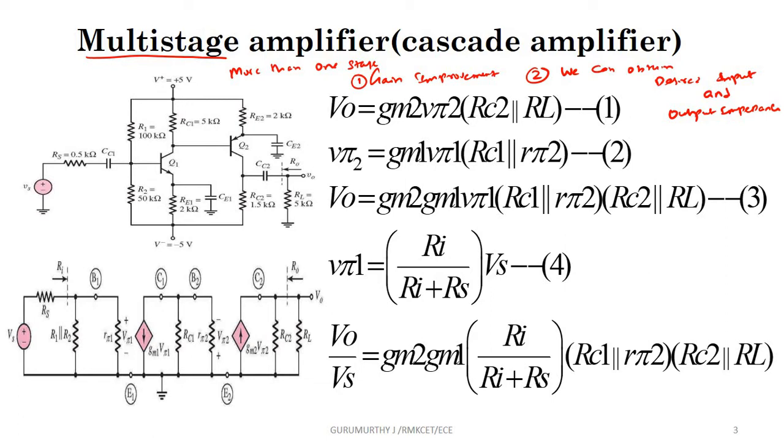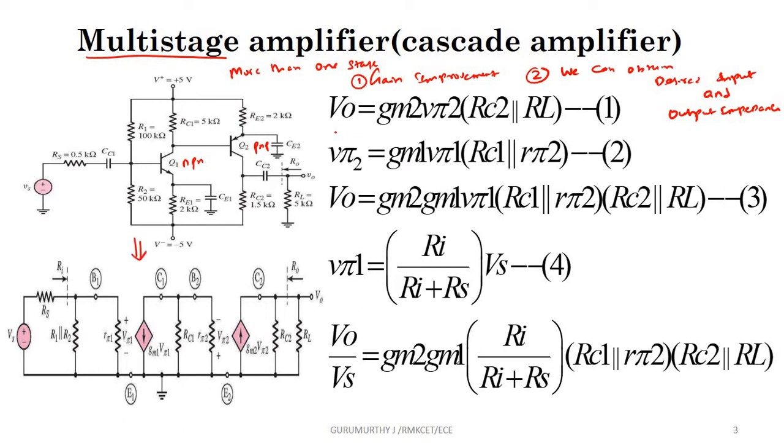So this is an amplifier which contains two transistors, Q1 and Q2. So multiple stages are present. Q1 is NPN and Q2 is PNP, and if you draw the small signal equivalent, you can obtain this circuit.